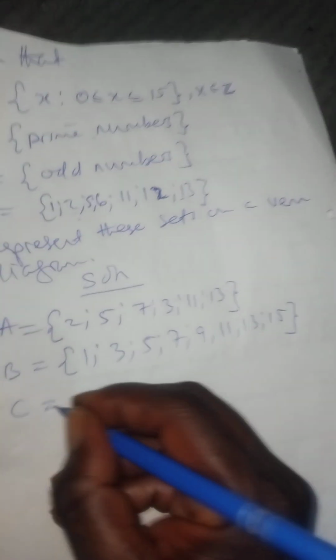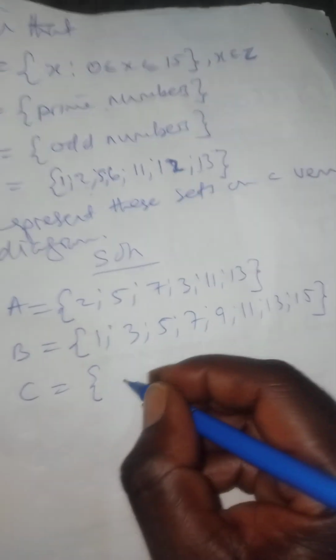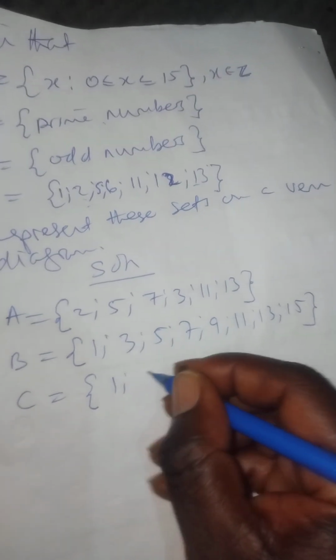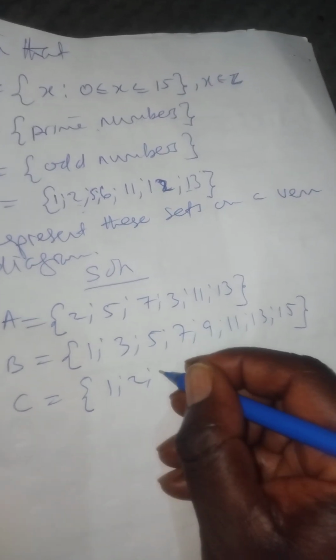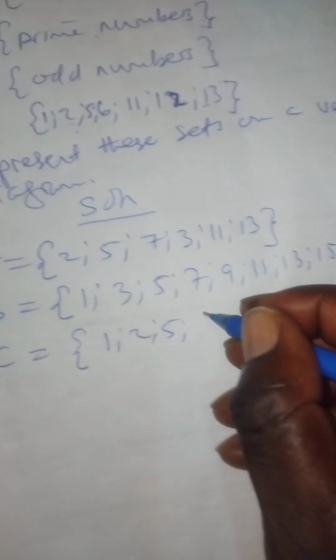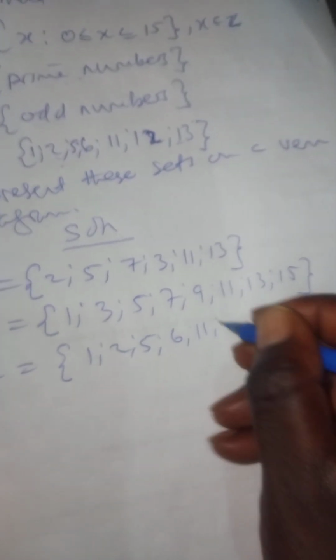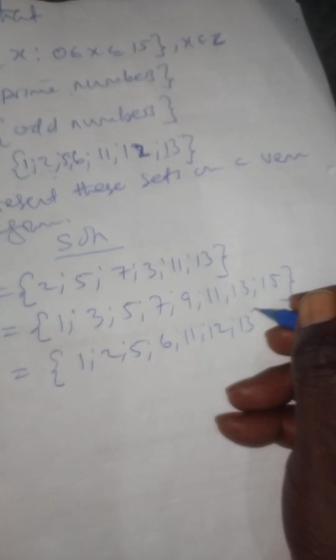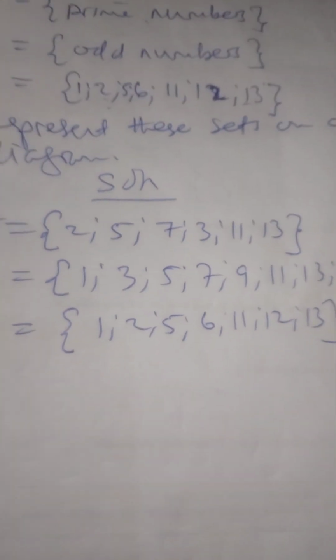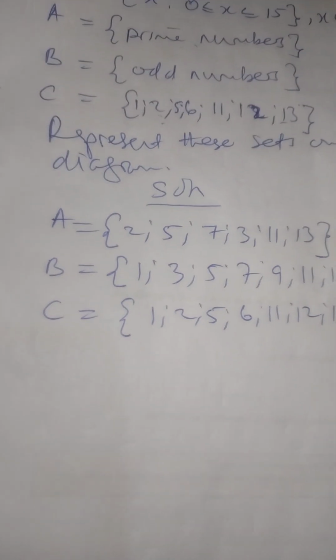So these are the odd numbers. Then set C is already given as 1, 2, 5, 6, 11, 12, 13. This is set C. Now we look at these 3 sets in the universal set.